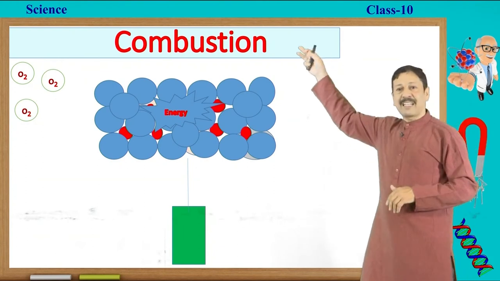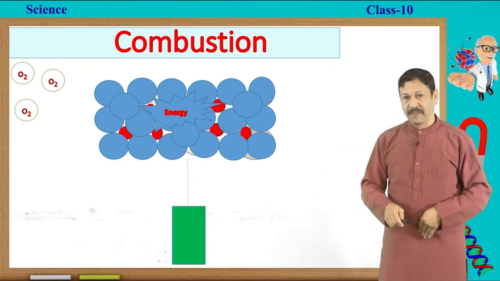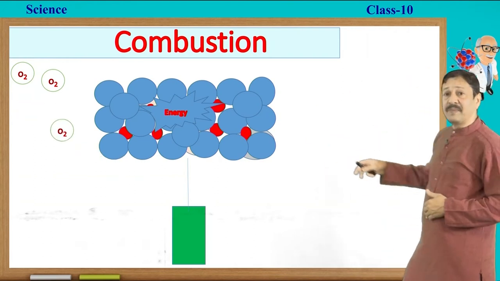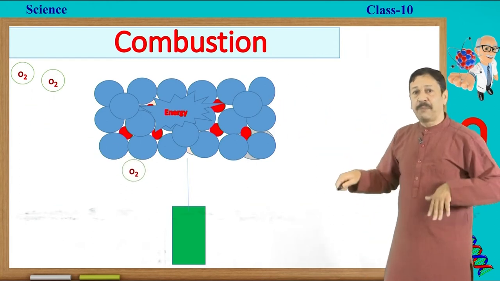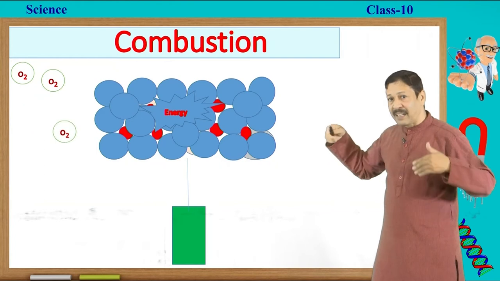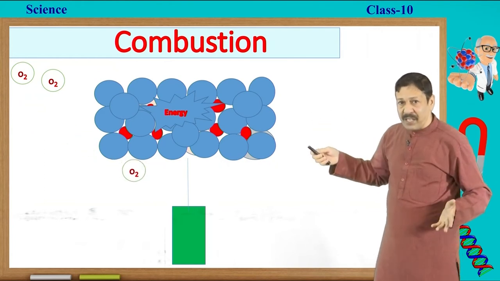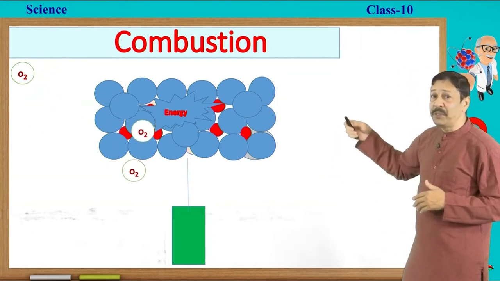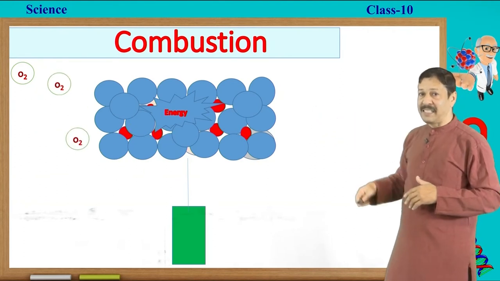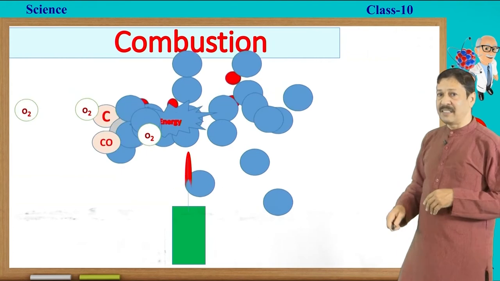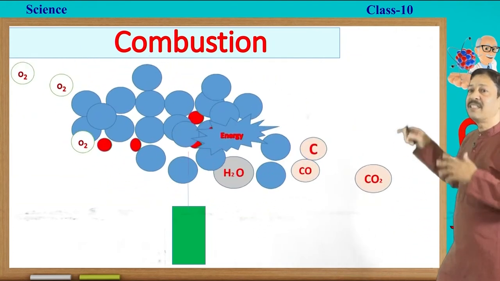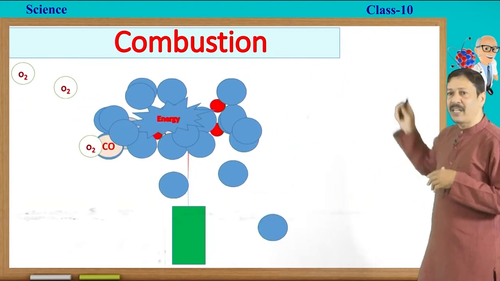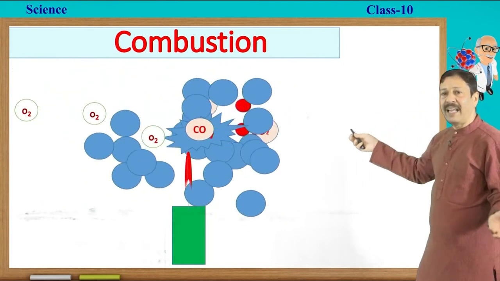Now, this is combustion, means burning. What do you mean by this? Any organic compound burnt in air produces either carbon dioxide or carbon monoxide. In addition to this, it may produce water and also a large amount of energy in the form of heat and light. That is said to be combustion. What are you seeing here? Carbon particulate matter, carbon monoxide, carbon dioxide, and energy is produced.